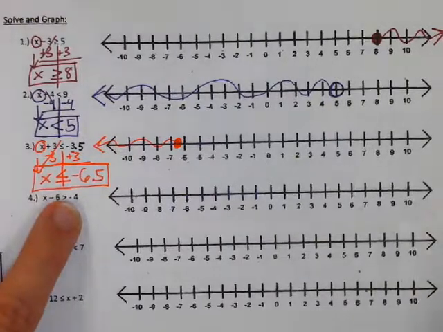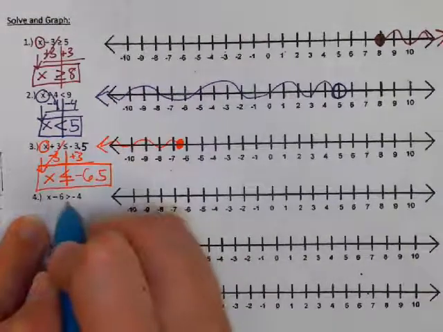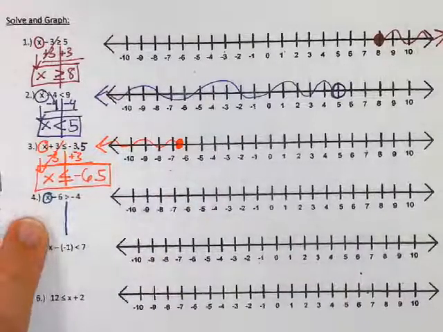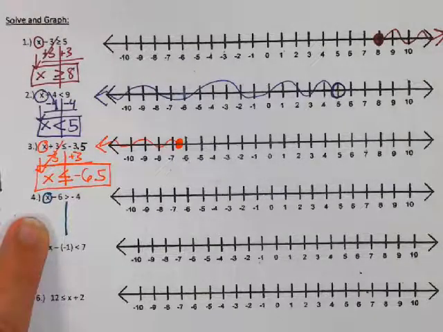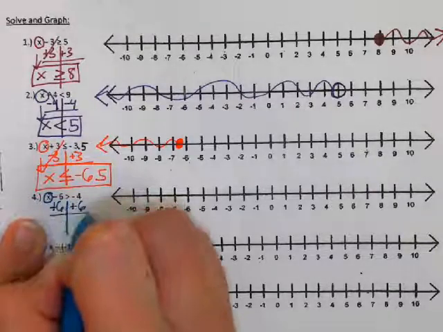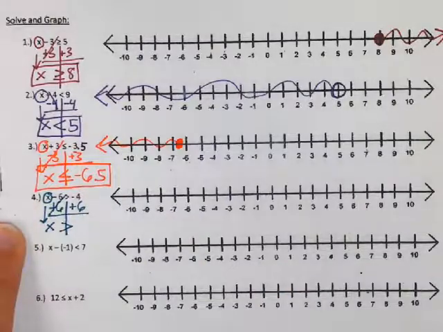Number 4. X minus 6 is greater than negative 4. Find my variable. I subtract 6, so I need to add 6 on both sides. Bring down my x, bring down my greater than, and what's negative 4 plus 6?